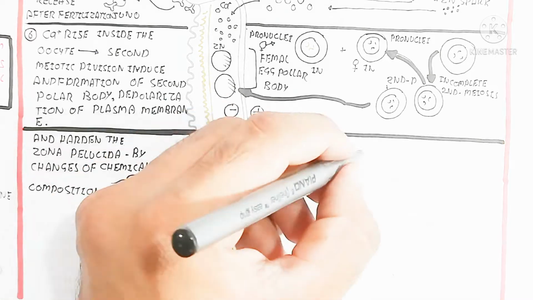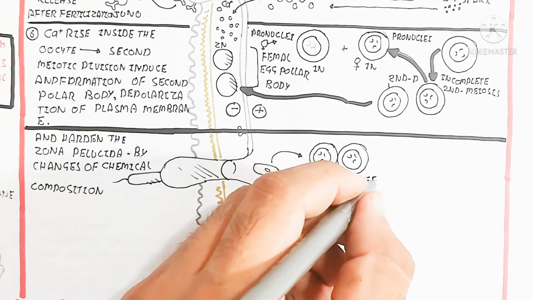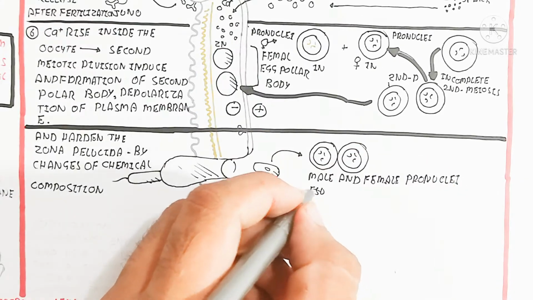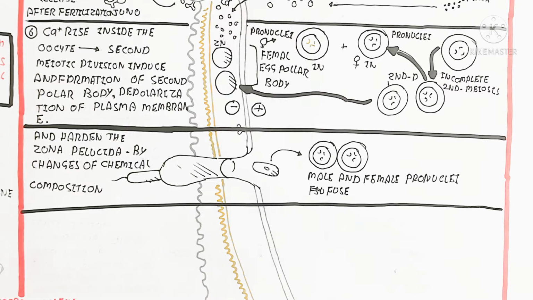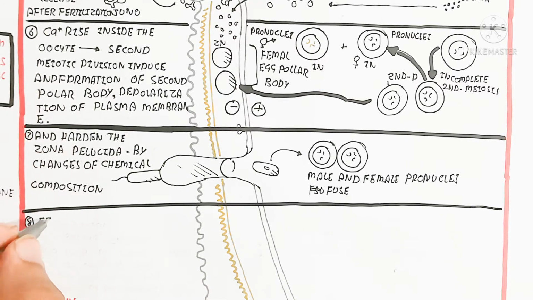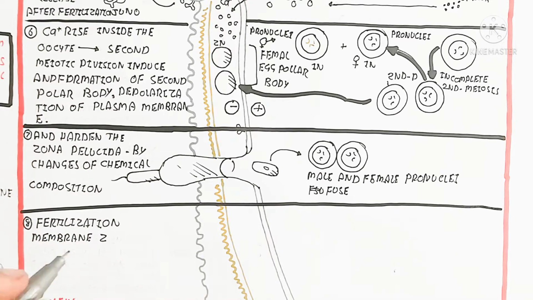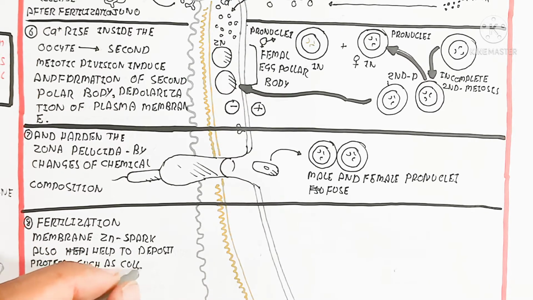Why? Because of the calcium deposition as well as another protein, the PLC zeta, which stimulates, and the other chemical changes which lead to hardening of the zona pellucida. We will discuss that also. So here is the 7th step, harden the zona pellucida by changes of chemical composition, and the male and female pronuclei will be fused. And the 8th step is the fertilization.